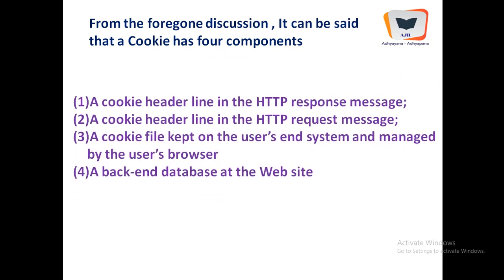The cookie has four components. First, a cookie header line in the HTTP response message, which comes first with the ID number generated by the e-commerce server. Second, a cookie header line in the HTTP request message. For the further request made by Mr. X, the stored ID of the e-commerce site will once again be placed on the request message, but this happens in the second request, when Mr. X visits the e-commerce website or web server a second time. Third, a cookie file that is kept on the user's end system and managed by the user's browser.